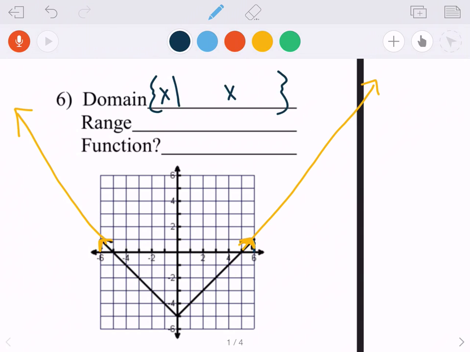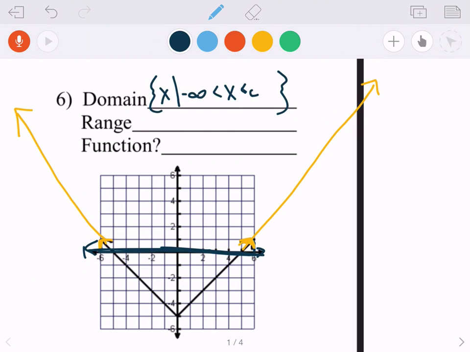So domain, that's my x-axis, my horizontal axis. So if these lines continue out and up forever and ever, it's just going to keep spreading wider and wider and wider. So this graph, every single x value is going to be a part of the domain. Again, the graph's going to stretch out forever and ever. So we're going to represent that using our set builder notation.